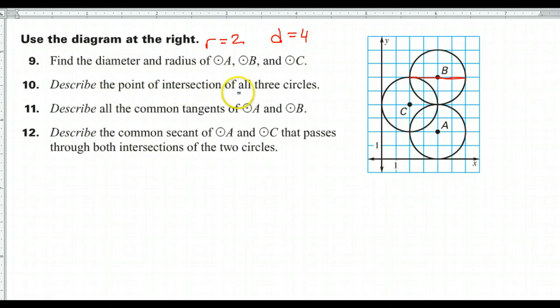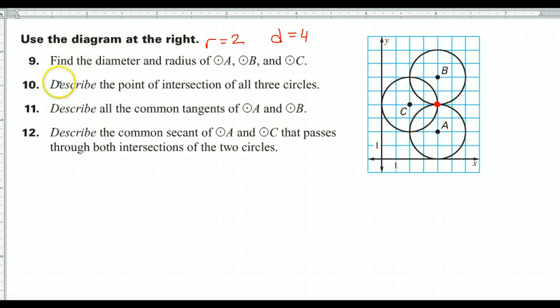Describe the point of intersection of all three circles. Can your eyeballs see the point where all three of these circles meet? Can you see it? What is it? I don't know if you really see it. It's right here. Kabam! All three circles meet at that point.